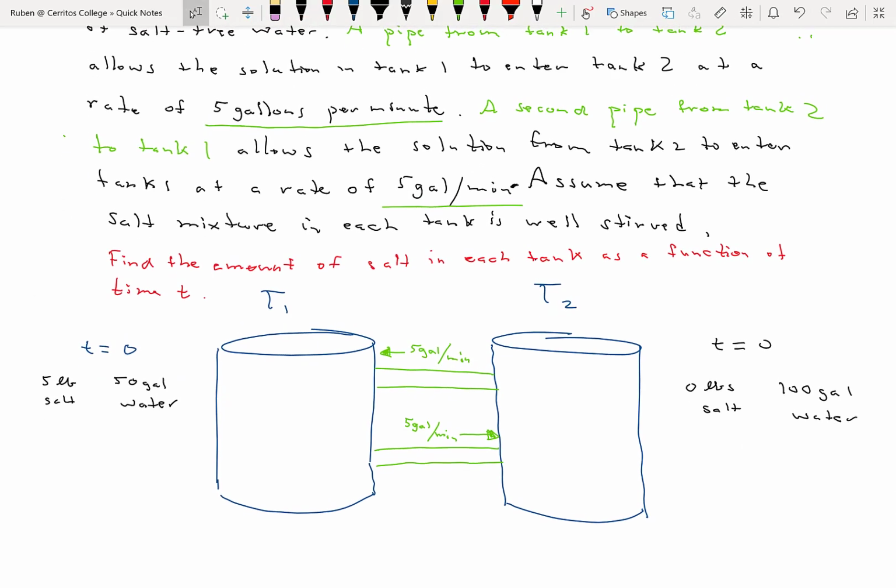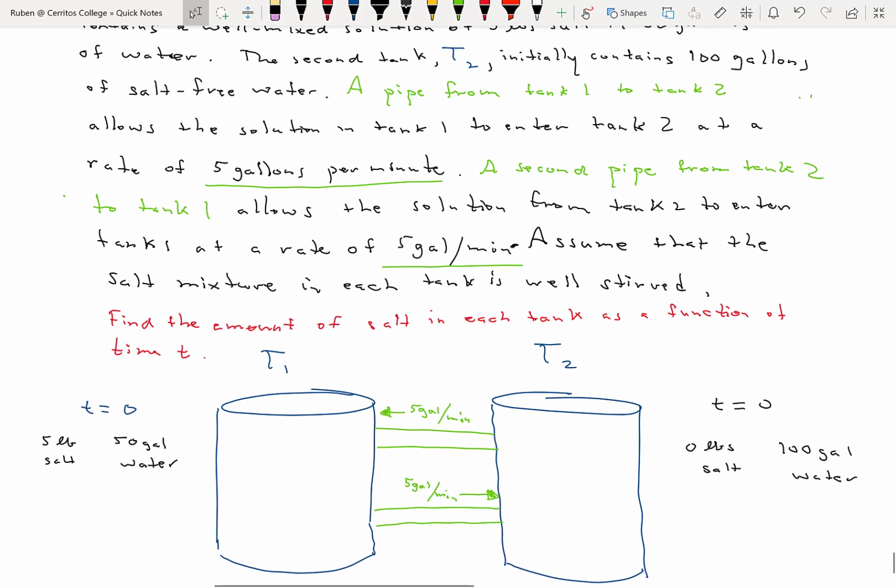Okay, so we have the lower pipe, if you will, allowing water to go from tank 1 to tank 2 at 5 gallons per minute. A second pipe from tank 2, the upper pipe, allows the solution from tank 2 to enter at the same rate, 5 gallons per minute. So we have an interchange of liquid between these two tanks at the same rate.